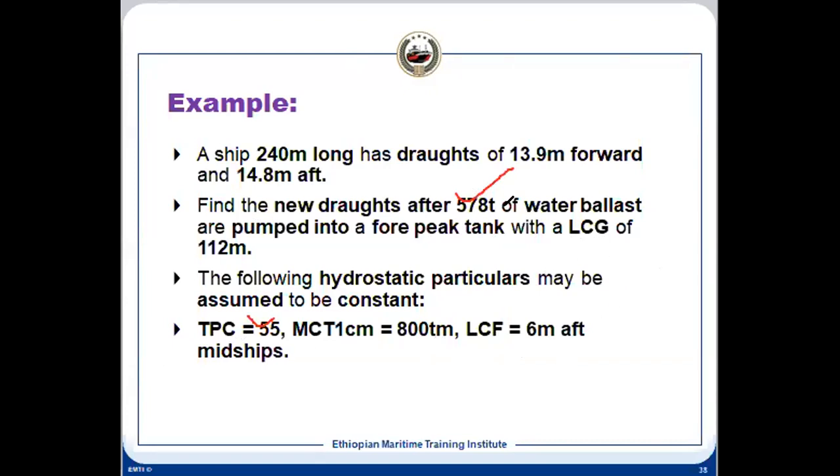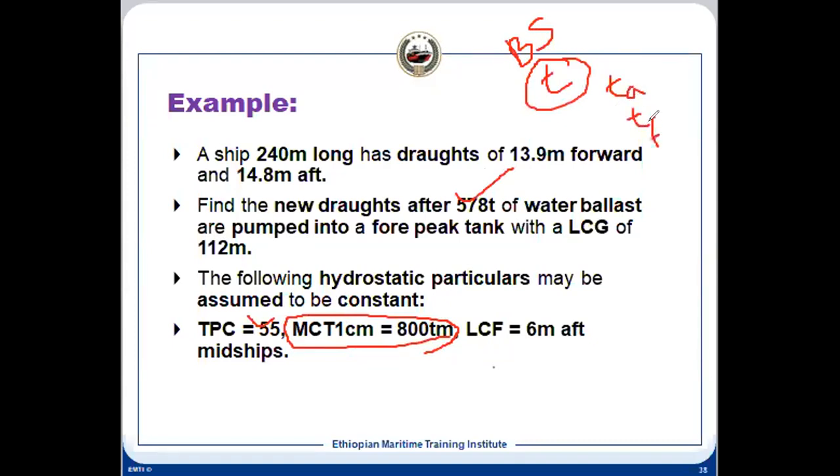So in that case, what will be the trimming moment? We know the mass, we know the distance, 112 plus 6 meters, and that will be the trimming moment. Once the trimming moment is known to us, divided by the MCT 1 centimeter, we will get how much is the trim. It means T you will get, and BS we have already calculated. And once T is known to us, we can find out TA and TF.